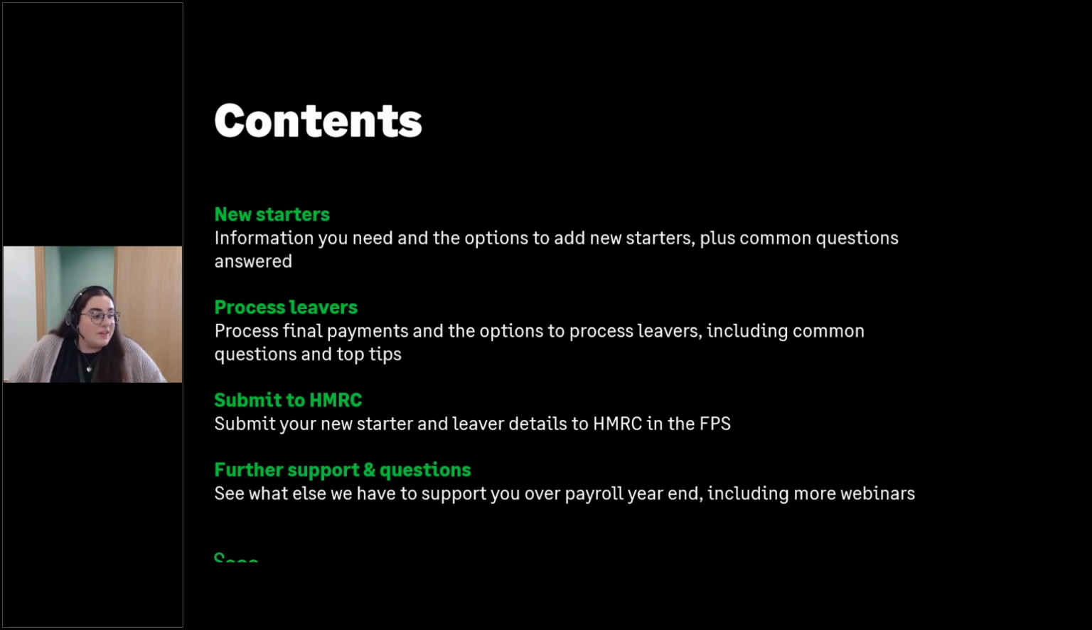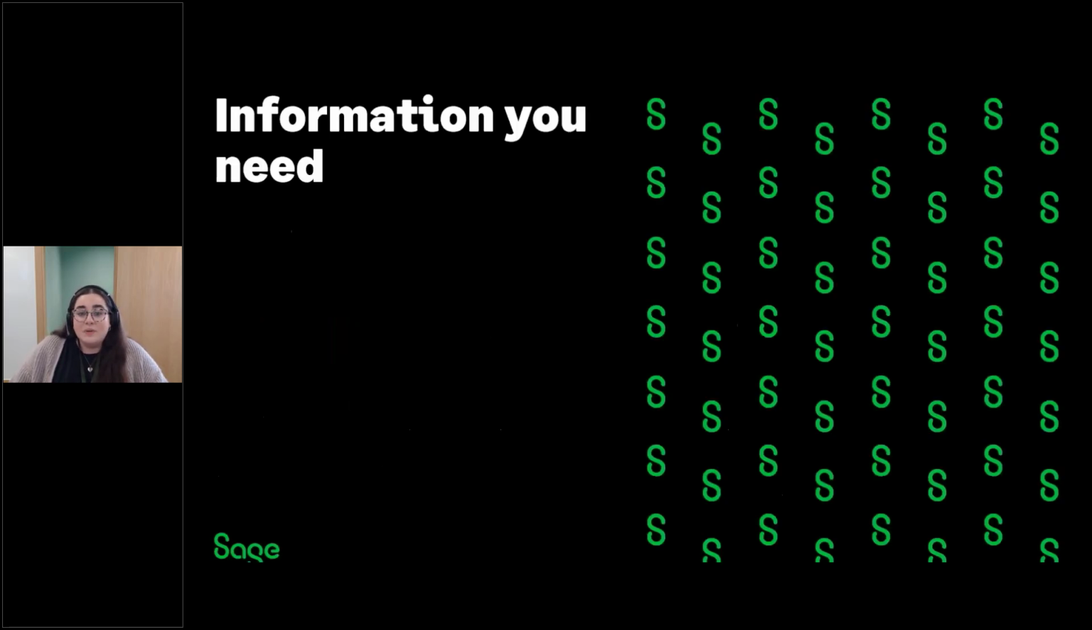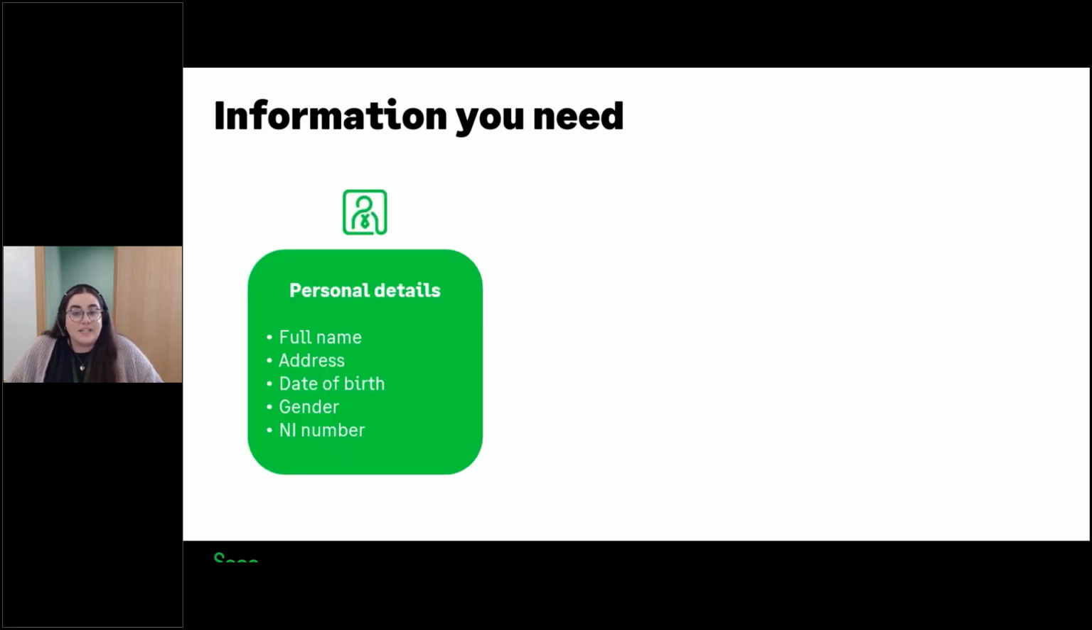And just starting with that new starter section then, I do want to begin with the information that you're going to need in order to add a new starter. So for this, there are 3 main categories. And the first one is personal details. So this is the information you'll need in terms of personal details.